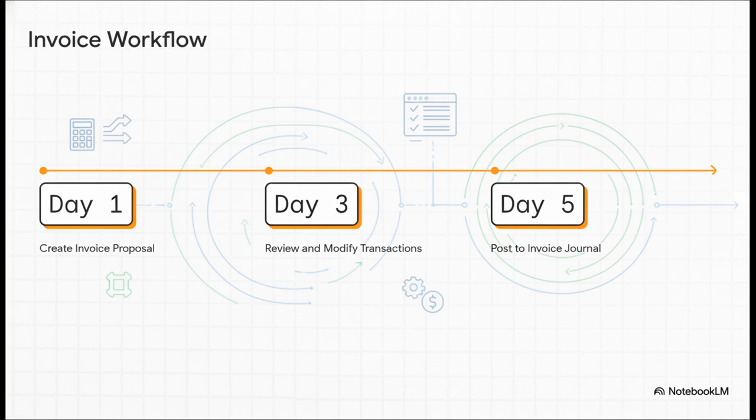Step 1. You spin up an invoice proposal. This sweeps up all your billable hours, expenses, and fees based on those billing rules we set up earlier. Step 2. Your project managers review and modify the proposal. Maybe they spot an expense that shouldn't be passed on just yet, so they hold it back. Finally, once everyone signs off, Step 3 is posting it to the invoice journal. That's the exact moment it officially becomes a customer-facing invoice.